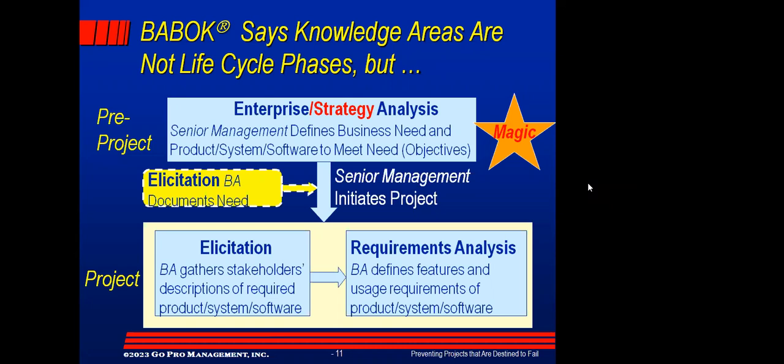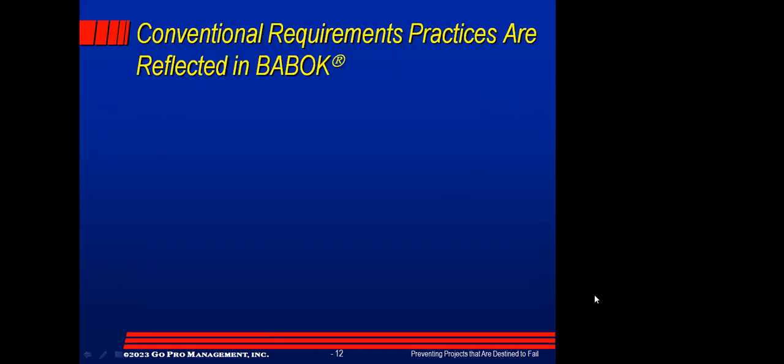And as BABOK describes this, elicitation involves the business analyst gathering descriptions from stakeholders of the product, system, software that they think they need. And then the analysis of that is the business analyst digs into that and analyzes that product, system, or software in terms of its features and usage requirements. Okay. Now, I think you will find that PMBOK tends to say less about this, but is fairly much in line with what BABOK describes.